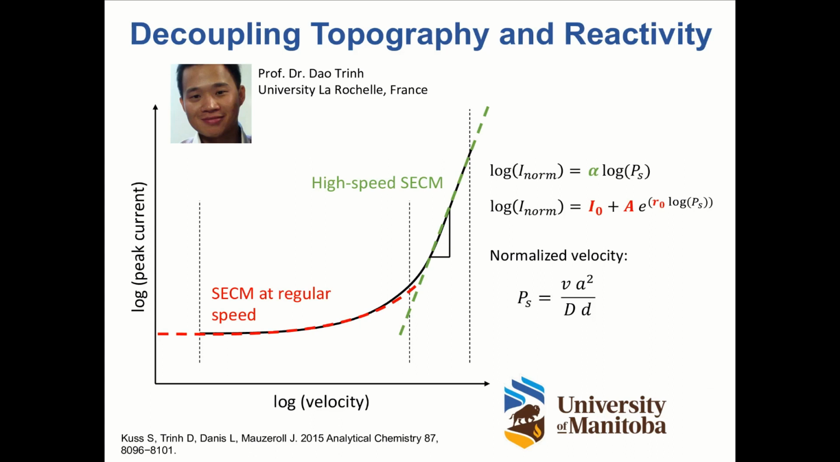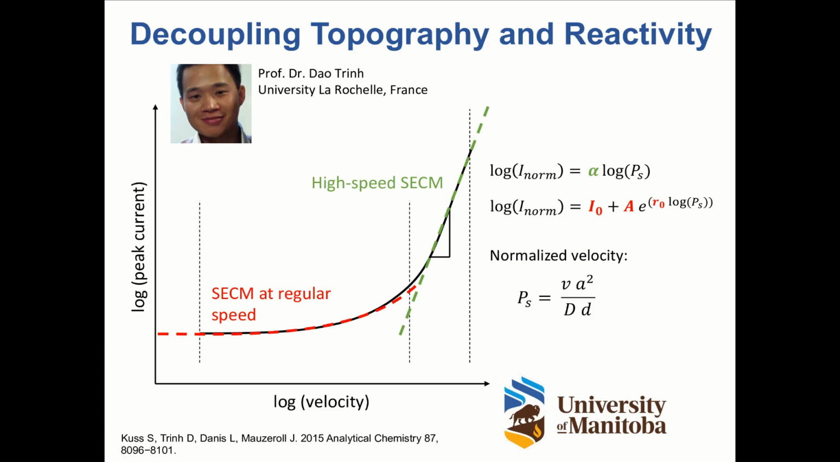In this model, there are 2 ways to extract a numerical value for the substrate kinetics. Here we are calling the substrate kinetics the apparent heterogeneous rate constant. We can do this in 2 different ways: at high scan rate, high scan speed SECM, or at regular speed SECM. High scan rate means anything above 100 micrometers per second. We like to normalize the velocity as you see in this equation, where V is the velocity, A is the radius of the active area of the microelectrode, D is the diffusion coefficient, and the small d is the tip to substrate distance.